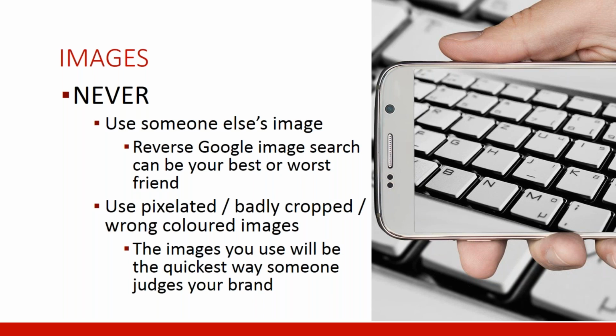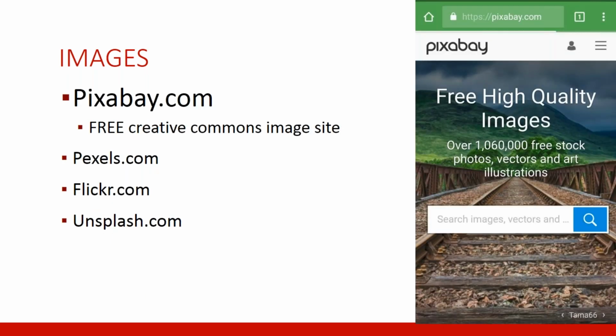And never use pixelated, badly cropped or wrong colored images, because the human mind absorbs images 65,000 times quicker than words. So they are the quickest way someone will judge your brand. So just make sure to use good quality images. And now there's plenty of places you can get images. On one of the handouts, which is the DIY marketing checklist that you can download, I actually have a whole list of websites you can use to find free Creative Commons images.